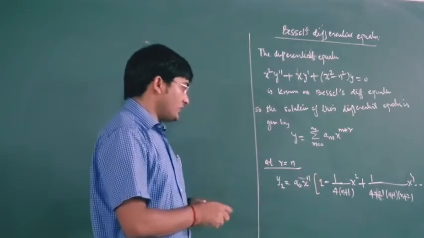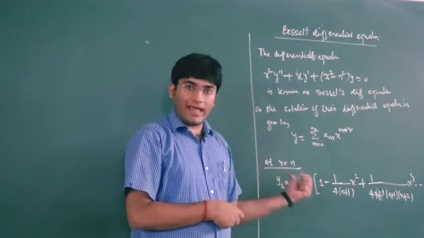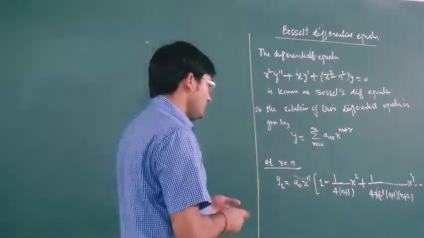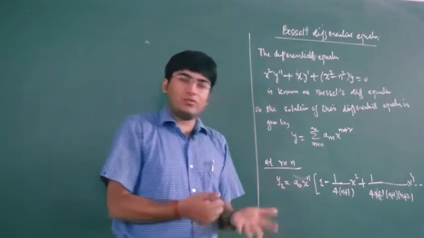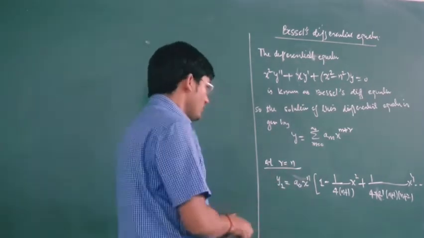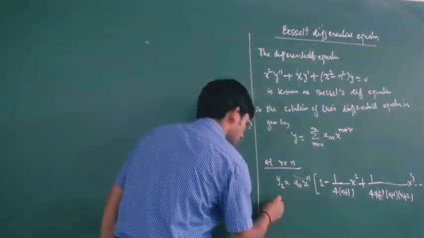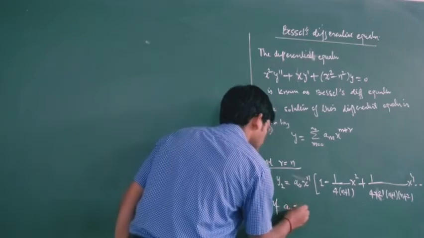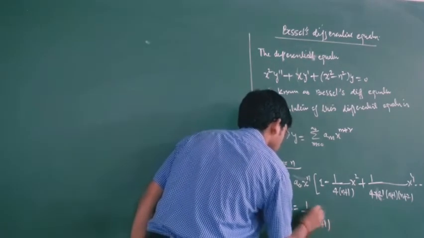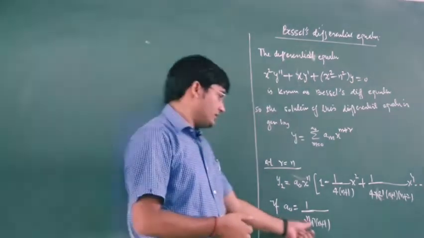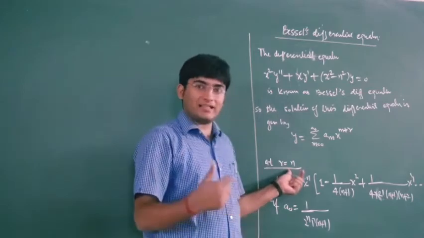Now if n is not an integer, then this was your first solution, and if we put r equal to minus n, then we will get the other solution. So let us put a naught equal to 1 upon 2 power n into gamma n plus 1, and if your n is an integer, then this gamma n plus 1 is basically factorial n. But here I am not assuming n as an integer.